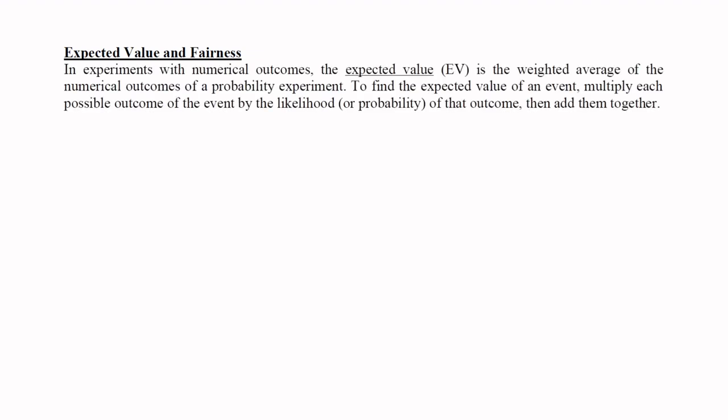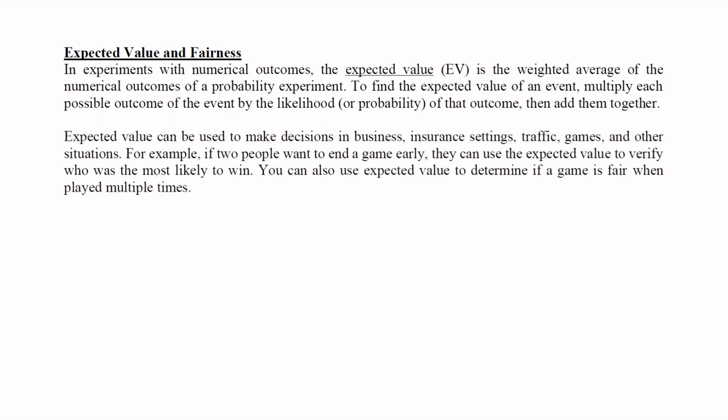In experiments with numerical outcomes, the expected value is the weighted average of the numerical outcomes of a probability experiment. To find the expected value of an event, multiply each possible outcome of the event by the likelihood or probability of that outcome, then add them together. Expected value can be used to make decisions in business, insurance settings, traffic, games, and other situations.